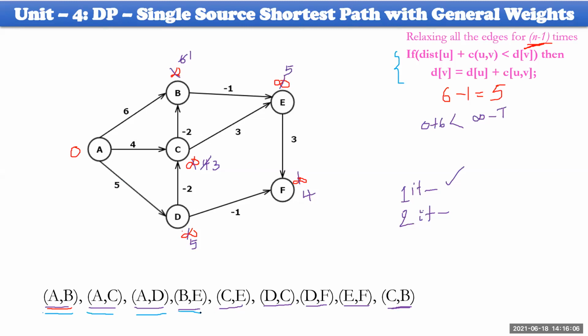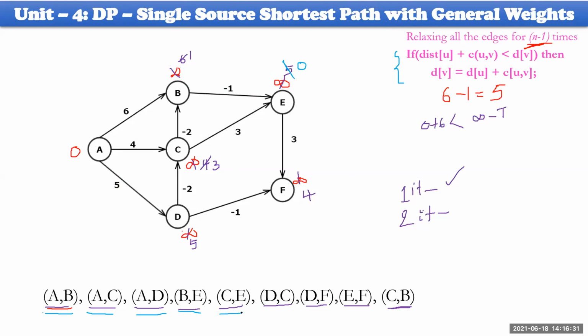Then B to E, in the sense this one. Distance of B is 1, and the cost of B to E is -1. 1 minus 1 is equal to 0. 0 is less than 5. Yes, you can modify this. 1 minus 1, that is 0. So at BE, some modification happened.